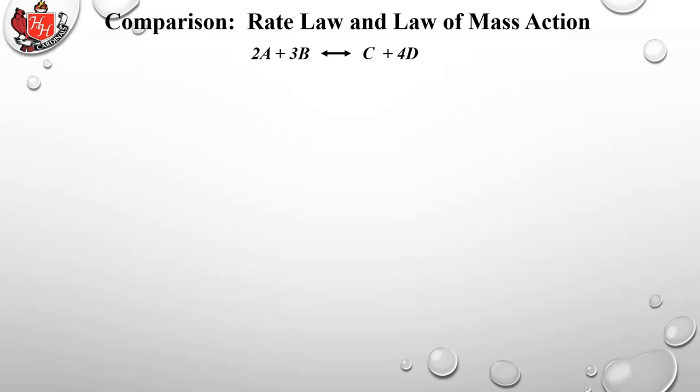So let's compare the rate law and the law of mass action, because it's easy to get them confused. Oftentimes students do, because they both involve the letter K. Rate law is kinetics. It's how fast a reaction takes place, and the rate mechanism. Law of mass action is equilibrium. It has nothing to do with how fast. It has to do with how far a reaction goes from reactants to products, or from products back to reactants.